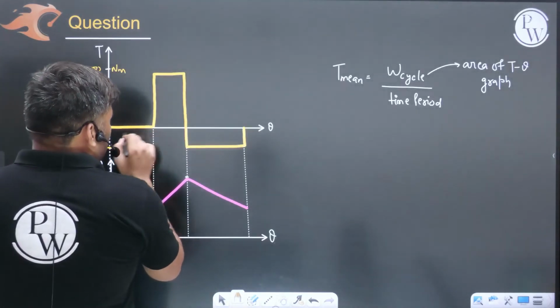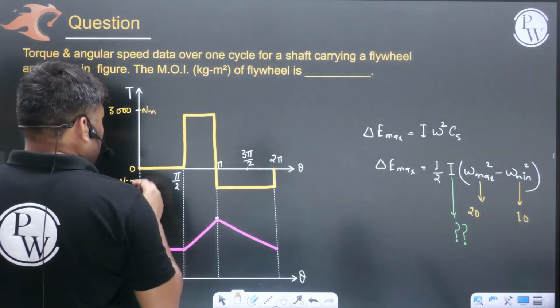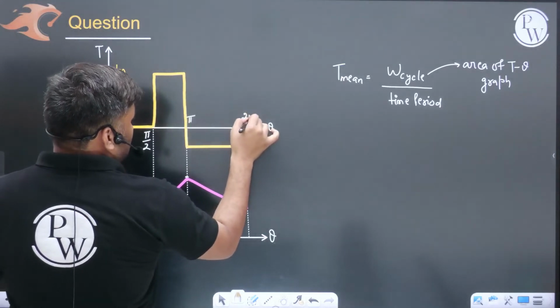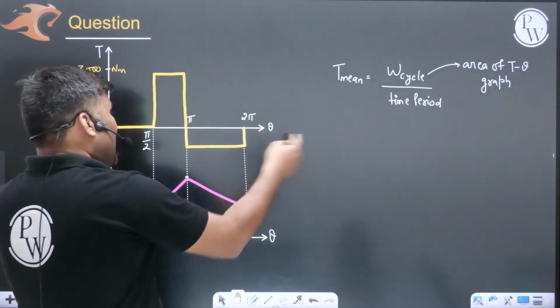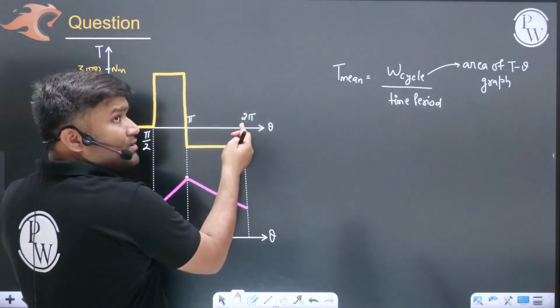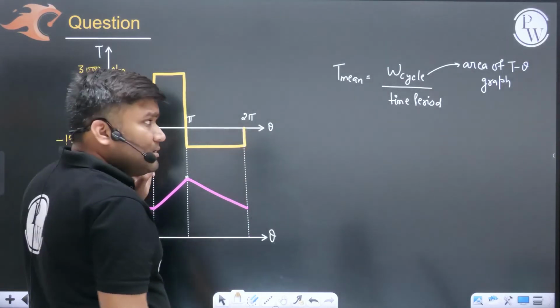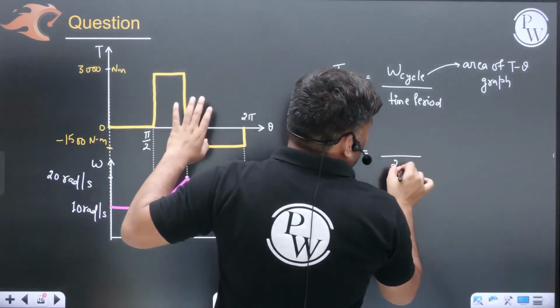This is 0. Sorry, pi by 2. This is pi. And this is 2 pi. Sir, time period, I can say from 0 to 2 pi. You have given me the diagram. I am imagining that this is one complete cycle. So time period is given as how much? 0 to 2 pi. This is 2 pi. Divided by 2 pi करिए बेटा.